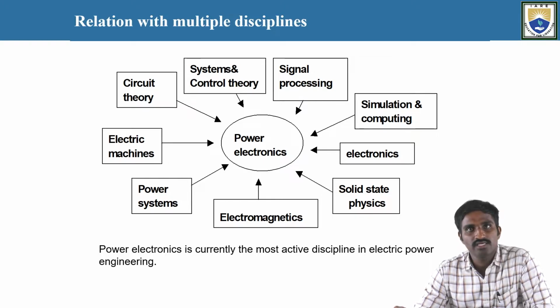Let me take the electrical machines subject. In electrical machines, if you want to control any DC or AC motor, we can control it by using these power electronic converters, because, as you already studied in electrical machines, the control of AC and DC machines.